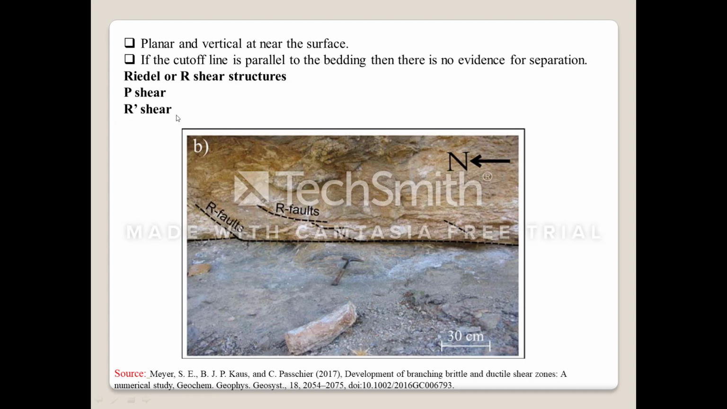In R dash shear, what happened? These R dash shears are the antithetic structures, and they always occur at high angle. So the examiner can ask about R structure and R dash structure. So always remember this R dash structure always occurs at high angle, and these are the antithetic structures. These always show a different shear sense from the main shear sense. Okay.